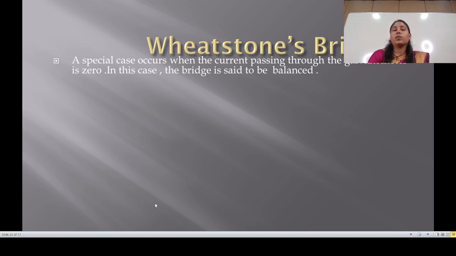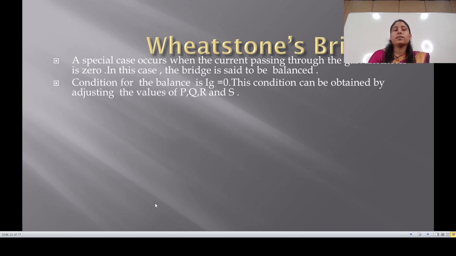A special case occurs when the current passing through the galvanometer is 0. In this case, the bridge is said to be balanced. The condition for balance is Ig equal to 0. This condition can be obtained by adjusting the values of P, Q, R and S.